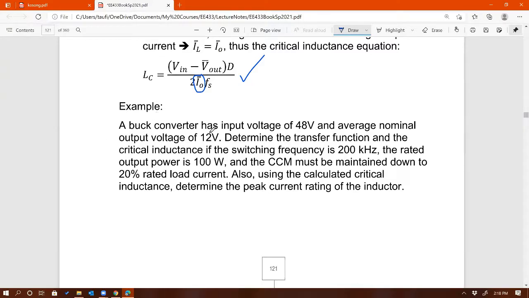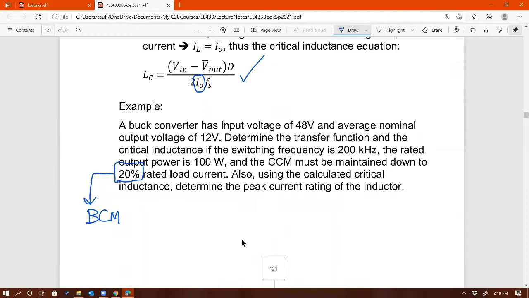Here's an example. A buck converter has an input voltage of 48 volts and average nominal output voltage of 12 volts. Determine the transfer function and the critical inductance if the switching frequency is 200 kilohertz. Rated output power 100 watts, and CCM must be maintained down to 20% rated load. So this 20% is what we define. This is how we define BCM, right?